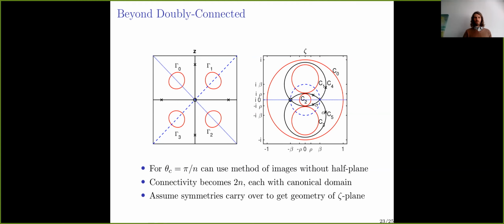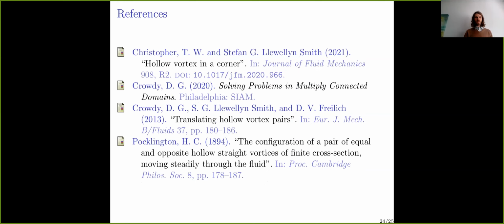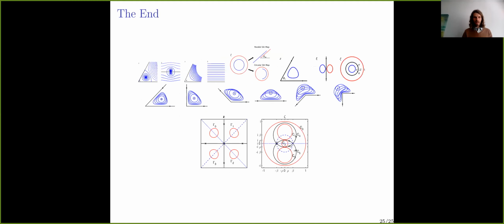Finally, I'll show a few of the references that I mentioned during the talk: the recent paper here, some of Darren's work, and then the old Pocklington paper. And that is the end.